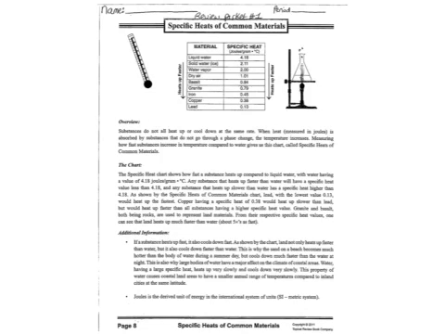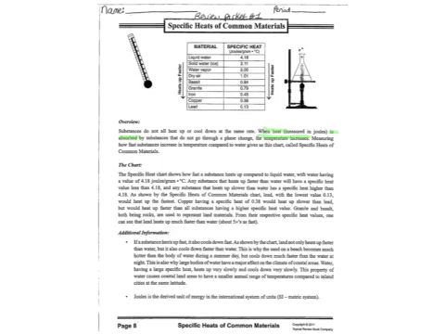Specific heats of common materials. Overview. Substances do not all heat up or cool down at the same rate. When heat measured in joules is absorbed by substances that do not go through a phase change, the temperature increases.